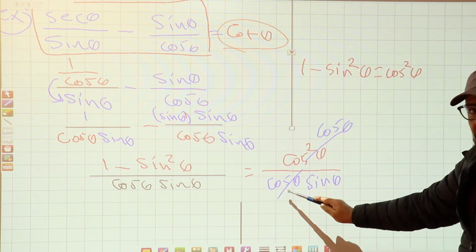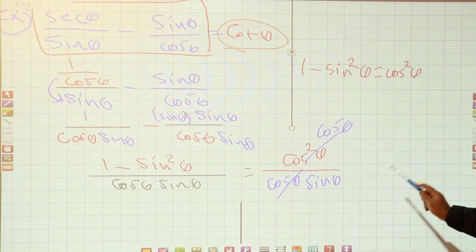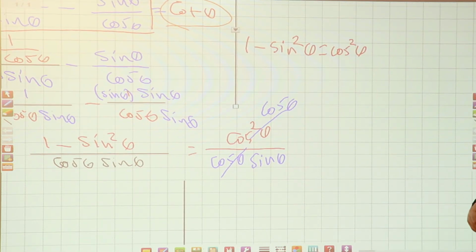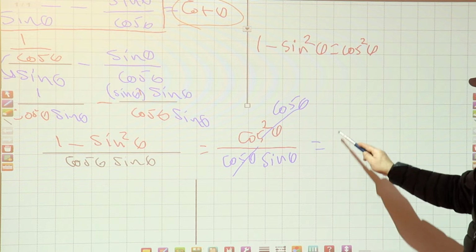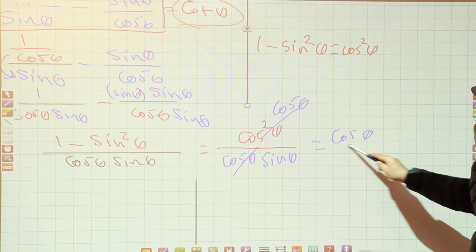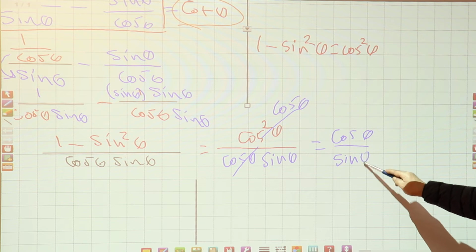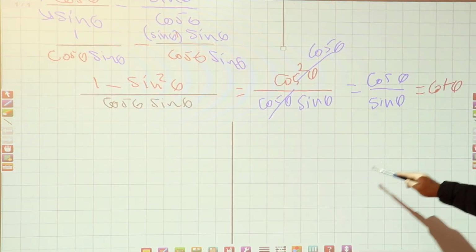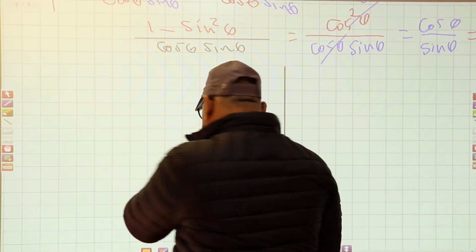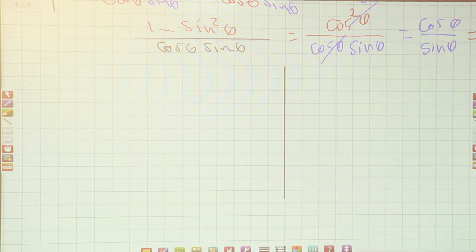Because cosine square and cosine, right? This cosine square and sine, cosine square and cosine. Now we have left cosine over sine, and everyone knows what cosine theta over sine theta is. This is equal to cotan theta. Okay, that's good. Now let us go to another problem. Different idea. Let us go to different ideas in our verifying.